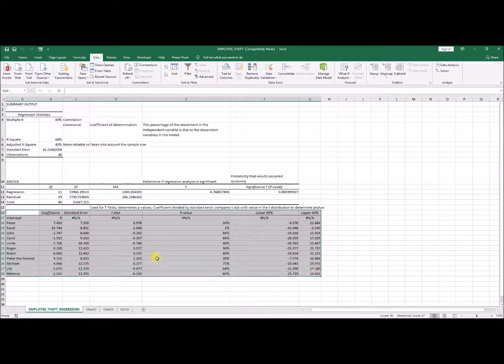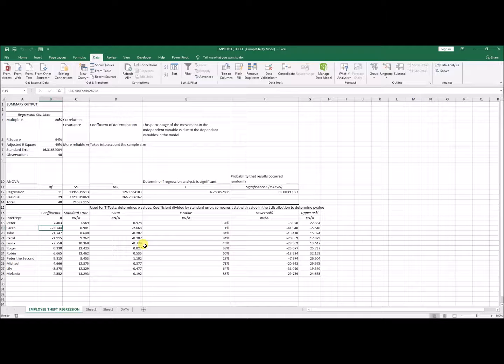The first thing we look at are the coefficients. So on the left we've got each of the employees, and next to that, under the column coefficients, what this number represents is the amount of dollars on average that each employee contributed to the business. So on average, Peter contributed $7, on average Sarah contributed negatively with $23, and so on.